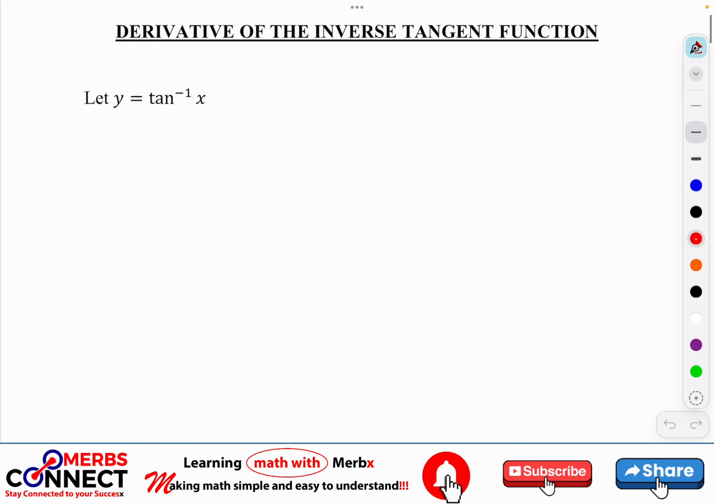So when I take the derivative of this, what am I going to get? So let's just go through quick. So dy over dx is equal to differentiating tangent inverse of x.